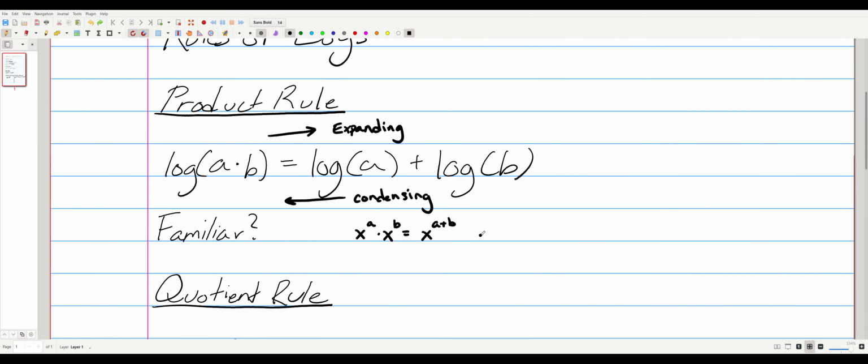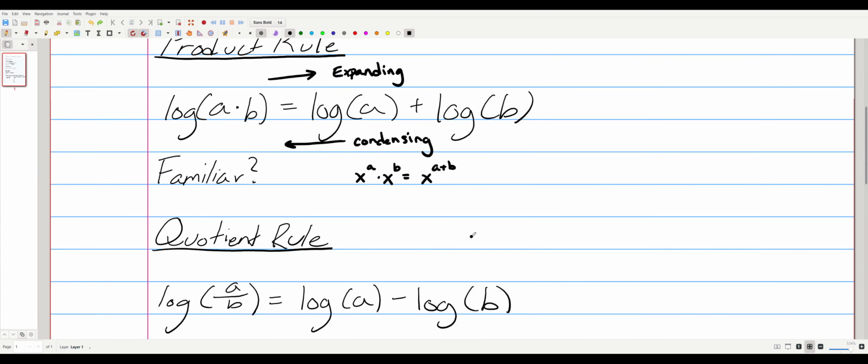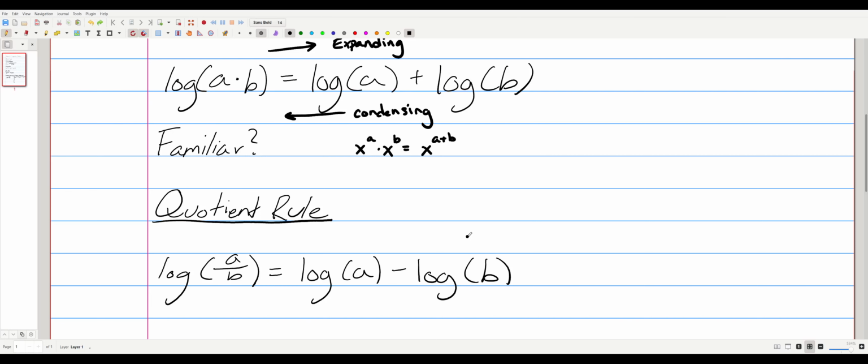Okay. The next rule of logarithms is called the quotient rule. The quotient rule tells us that if we have log of a over b, we can rewrite it as log of a minus log of b. Okay? And so this works just like the product rule. Going from left to right, this is expanding the logarithm. And going from right to left, this is condensing it.